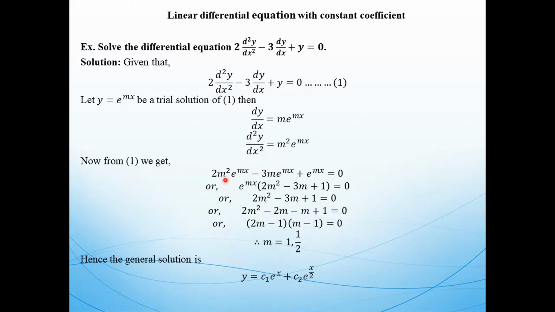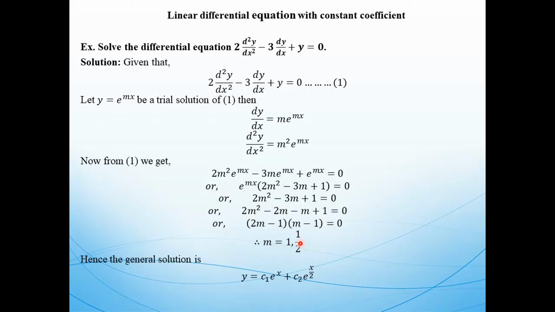By putting this value we get 2m square e to the power mx minus 3m e to the power mx plus e to the power mx is equal to 0. Now take common e to the power mx. From the left side we get e to the power mx into (2m square minus 3m plus 1) is equal to 0. From this line we can write 2m square minus 3m plus 1 is equal to 0, and then by the method of middle term we can write 2m square minus 2m minus m plus 1 is equal to 0. From this calculation we can write the value of m is equal to 1 and half.